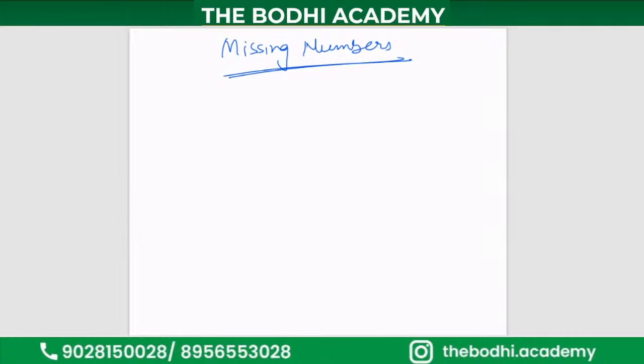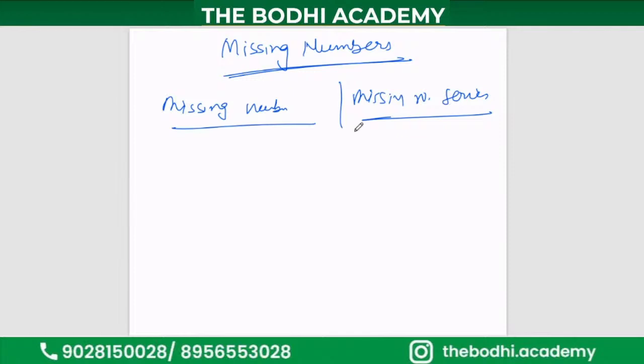Okay. So the topic, as you can see on the screen, is missing numbers. In missing numbers, there are two things: one is missing numbers, and one is missing number series. Missing number series we have completed in number series now.